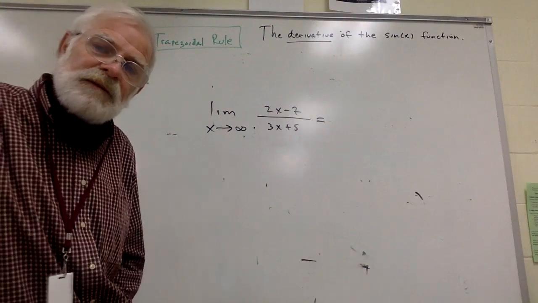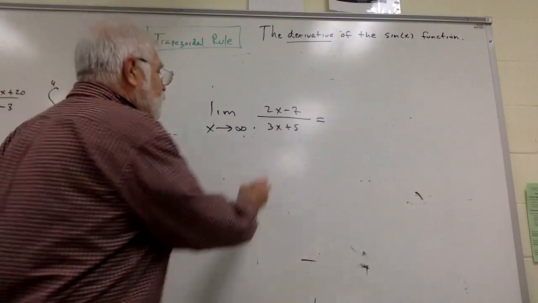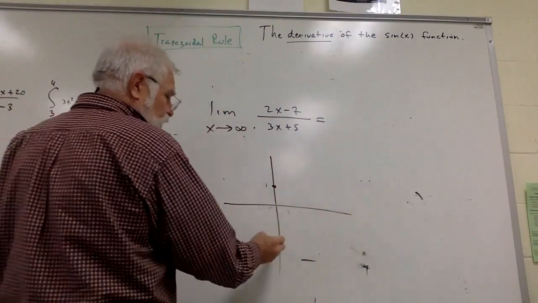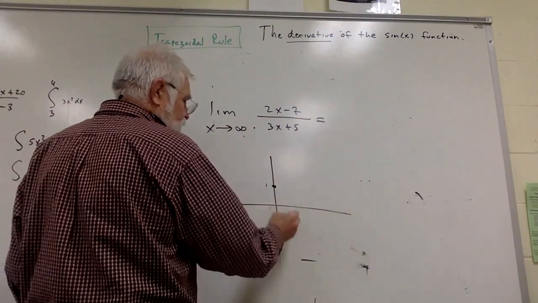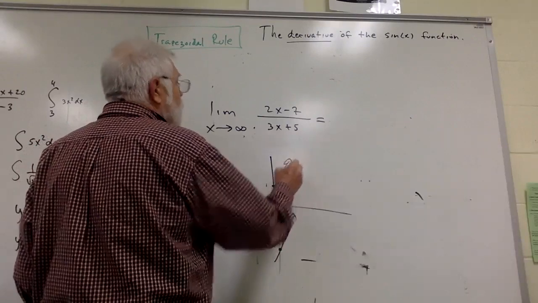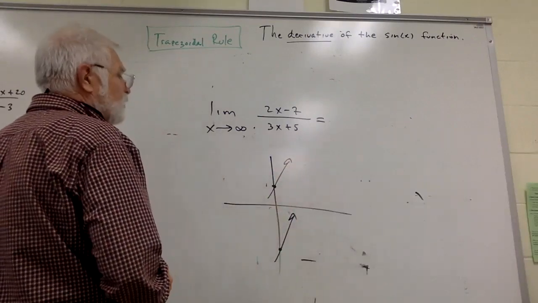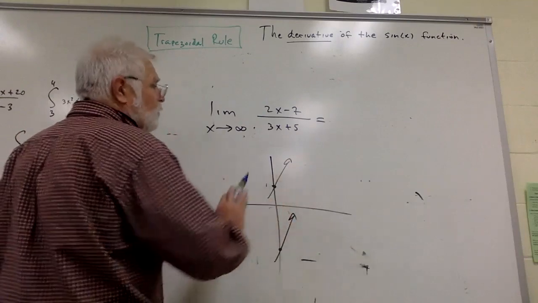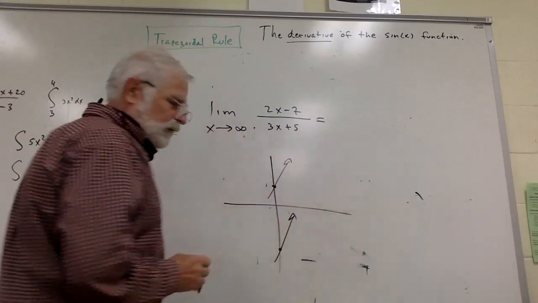Let's think about it on a deeper level. So we have this graph, 3x plus 5, and we have 2x minus 7. Got a graph going up 2 to 1. I got a graph going up at 3 to 1, I guess is what I've got. And I'm dividing the 2 to 1 into the 3 to 1, and I'm moving to infinity.